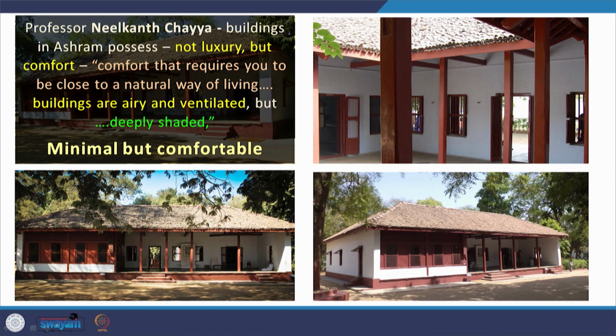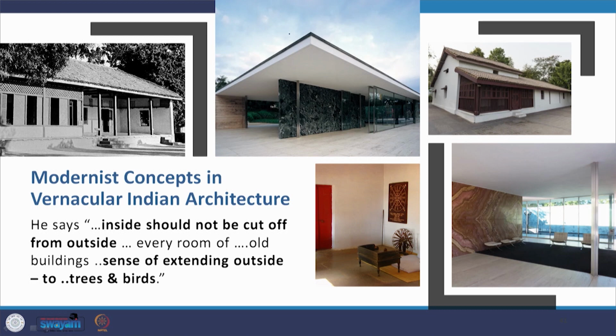Sometimes one dominates the other. For example, in this building, the form per se is extremely simple, pared down to the bare minimum, but the comfort level of the building climatically is really good. And about modernist concepts in vernacular Indian architecture, he says that inside should not be cut off from outside. Every room of old buildings had the sense of extending outside to the trees and to the birds. So here I am relating the Sabarmati Ashram buildings and interiors with that of the Barcelona Pavilion by Mies van der Rohe.